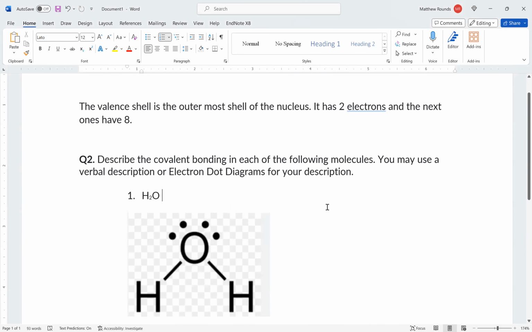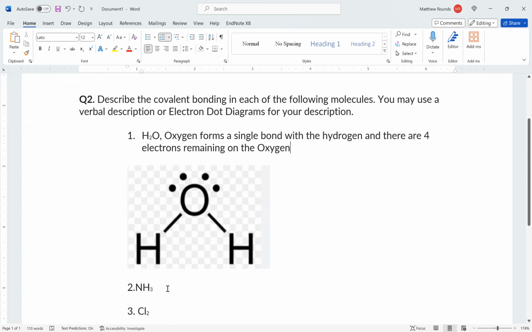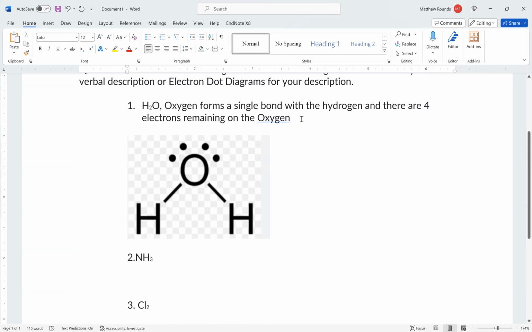So the way that the description would be, you would say something like this: oxygen forms a single bond with the hydrogen, and there are four electrons. So each of those dots is an electron remaining on the oxygen. That's what they're looking for with the description. Or you can put the diagram in, or both, I guess.